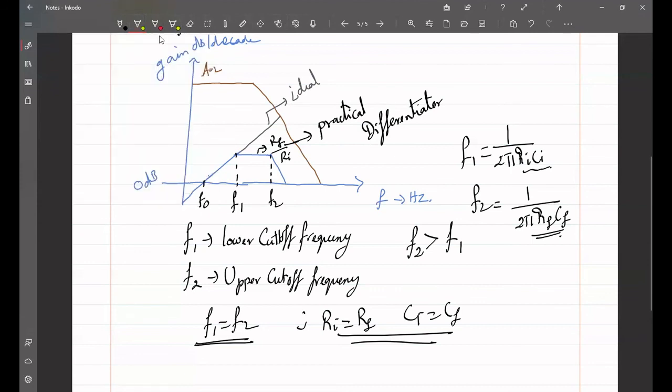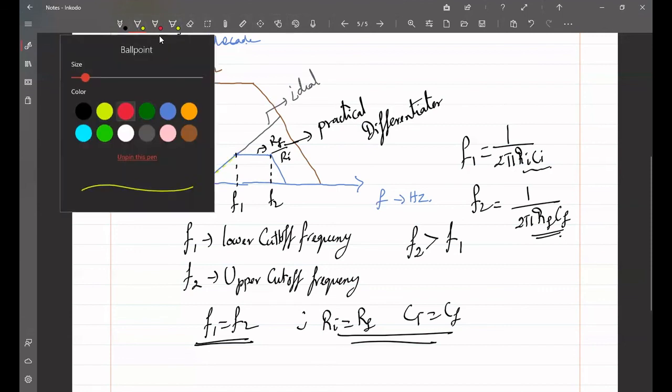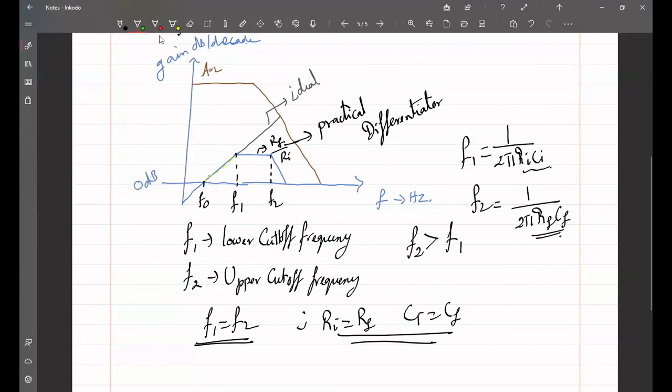So what happened? The frequency will increase like this. Let me change the color to green. The frequency will increase like this, and if F1 is equal to F2, suddenly it will come back to the zero position. So this is what happens when the lower cutoff and upper cutoff frequencies are the same.